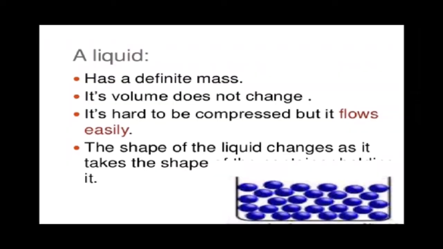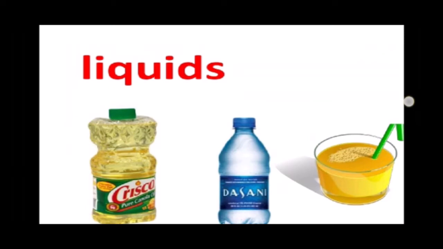Liquids. A liquid has a definite mass. Its volume does not change. It is hard to compress, but it flows easily. The shape of the liquid changes and it takes the shape of the container it is poured in.